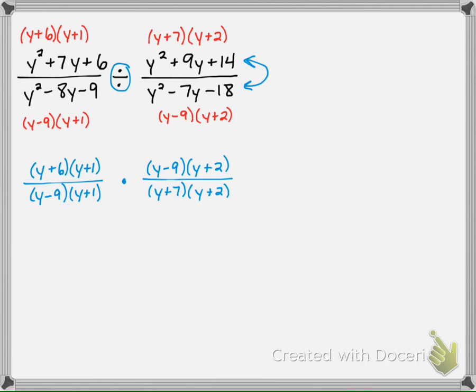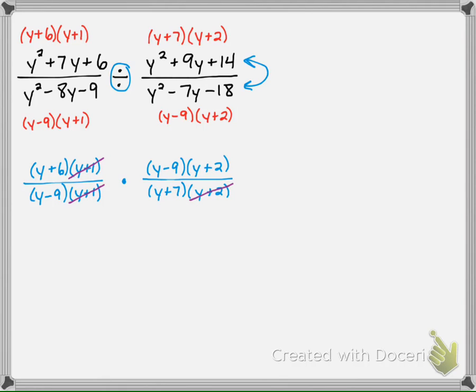So step one was factor first. Now the next thing I need to do is cancel out common factors. Well, I see a lot of things I have in common. Remember, it has to be in common with a numerator and denominator. So I see a y plus 1 on the bottom and a y plus 1 on the top. I can cancel those out because y plus 1 divided by y plus 1 is just 1. So times 1 doesn't do anything. I can get rid of those.